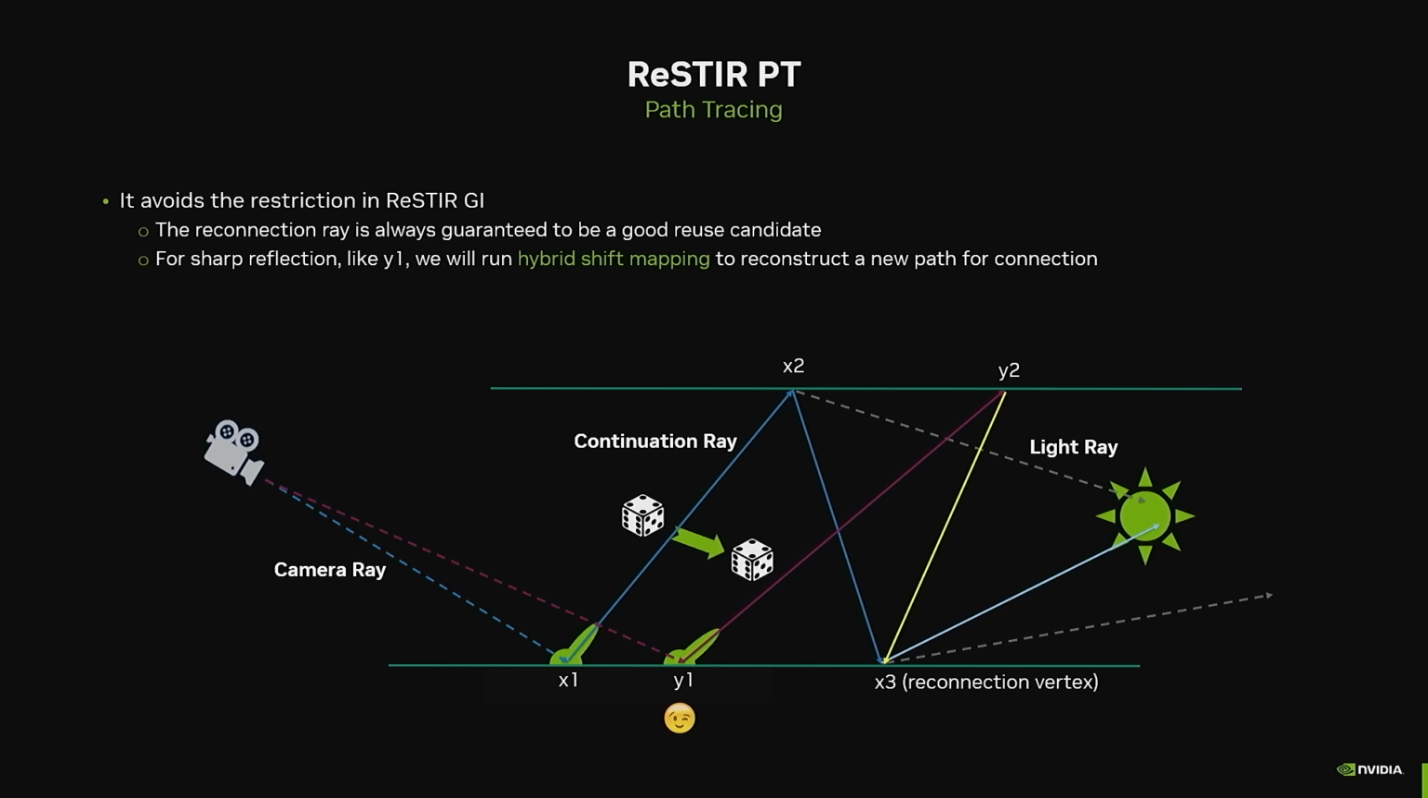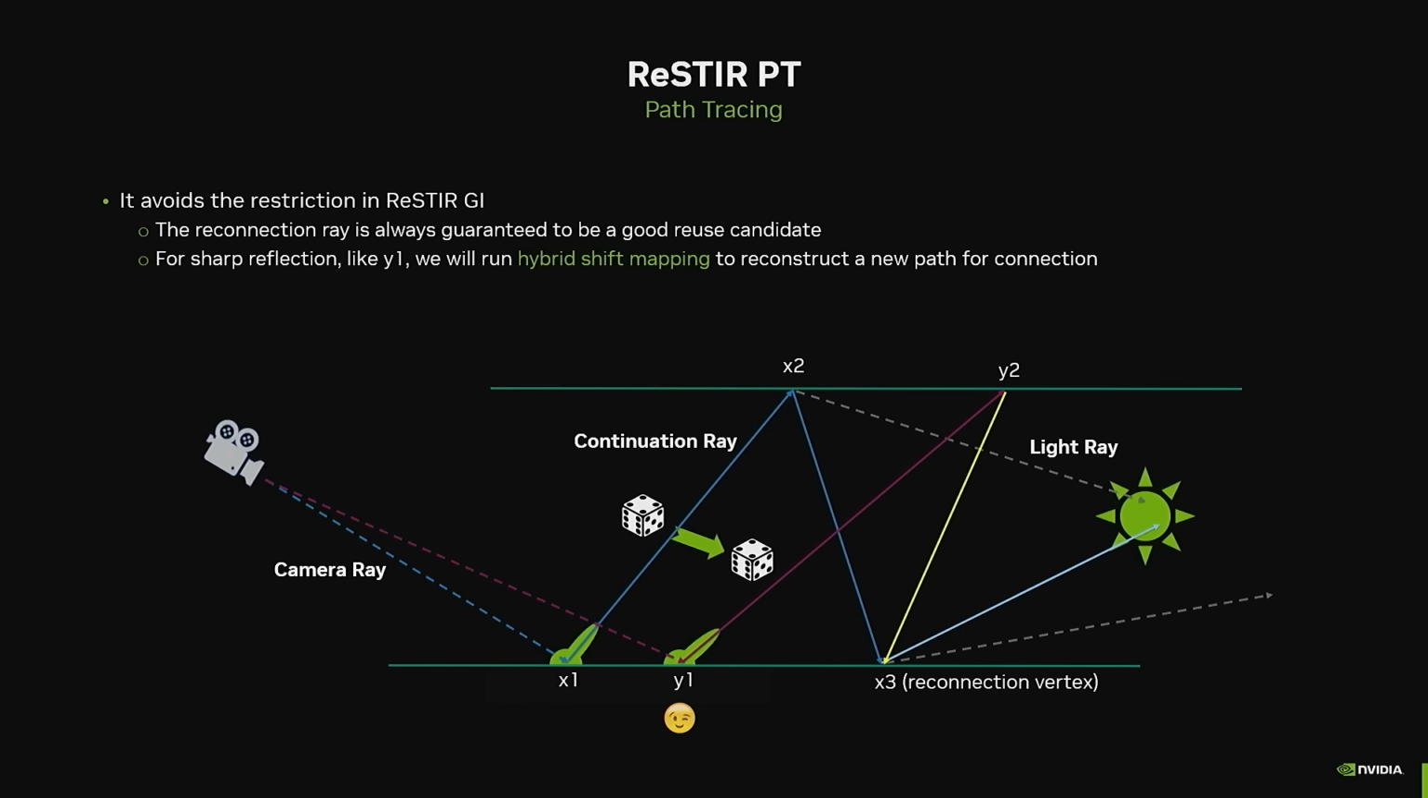And there's also a concept called the prefix path. In short, it is the subpath before the reconnection vertex in the sample to be reused. In this particular case, we're talking about from the camera to X1 to X2. We would like to produce an offset path that is somewhat similar to the prefix path. In order to achieve so, we decided to reuse the random number that we used to generate a prefix path in the first place. And we know X3 is rough.